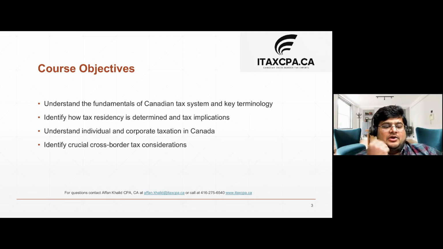Okay, I know in the U.S. it's more citizenship based, but in Canada it's residency. And that's why we'll talk a bit more about residency for both individuals as well as for corporations. We'll also talk briefly about the tiebreaker rules in the treaty, but I'll keep it as simple as possible.